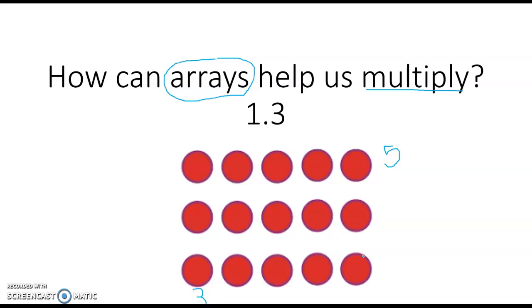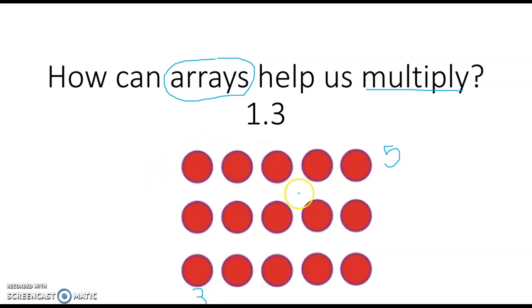Last year you learned how to use arrays to do repeated addition to find a total. So you would have added probably 5 plus 5 plus 5 to get your answer, or you would have added 3 plus 3 plus 3 plus 3 plus 3 to get your answer. Well, this year we're using arrays to help us multiply.